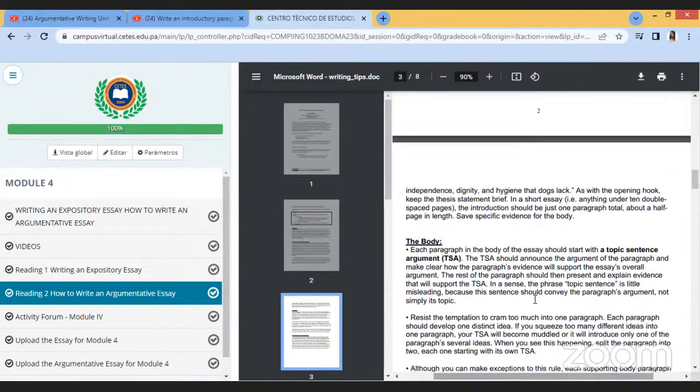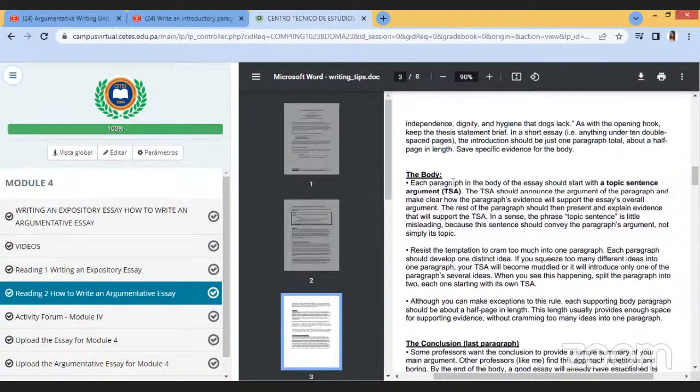Number 3, the body. Each paragraph in the body of the essay should start with a topic sentence argument, or TSA. That TSA should announce the argument of the paragraph and make clear how the paragraph's evidence will support the essay's overall argument. The rest of the paragraph should present and explain evidence that will support the TSA. In a sense, the term topic sentence is a little misleading, because this sentence should convey the paragraph's argument, not simply its topic.